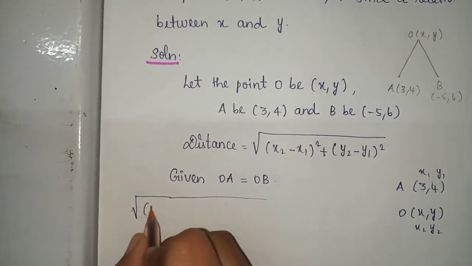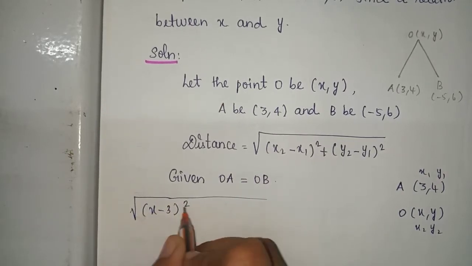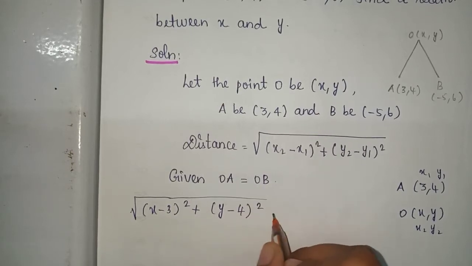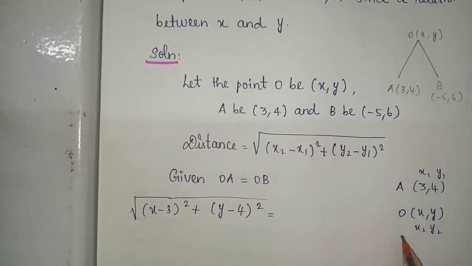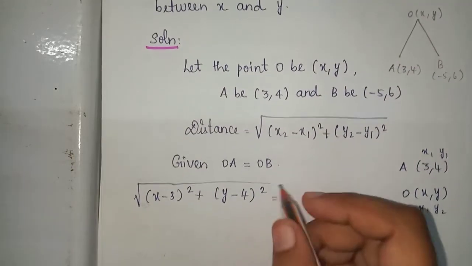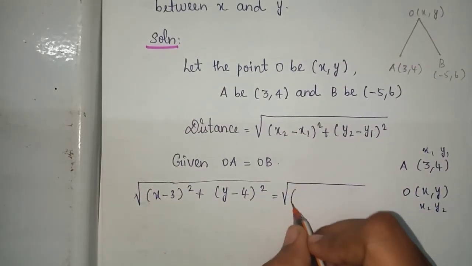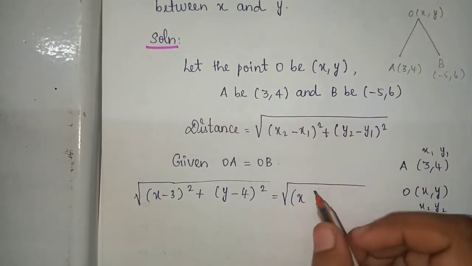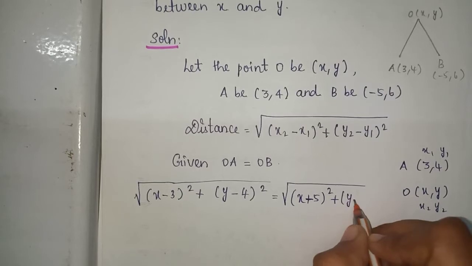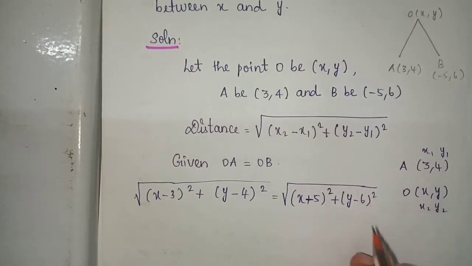So root of (x minus 3) the whole square plus (y minus 4) the whole square, which is equal to, similarly for B also, B point is (minus 5, 6), root of (x minus of minus, plus is plus 5) the whole square plus (y minus 6) the whole square.